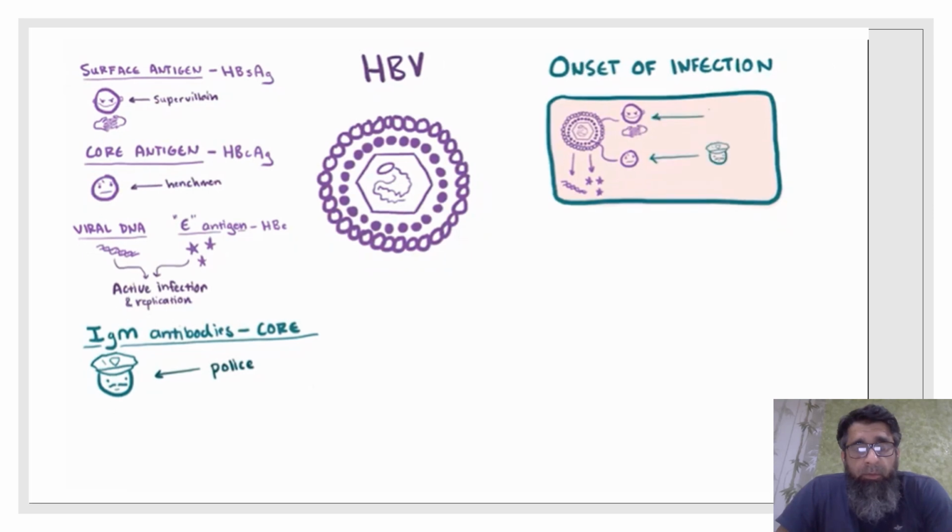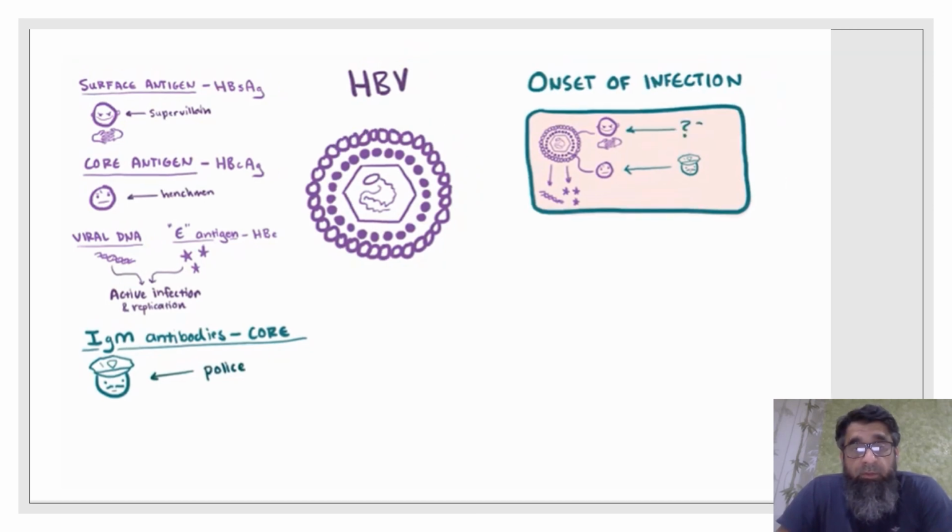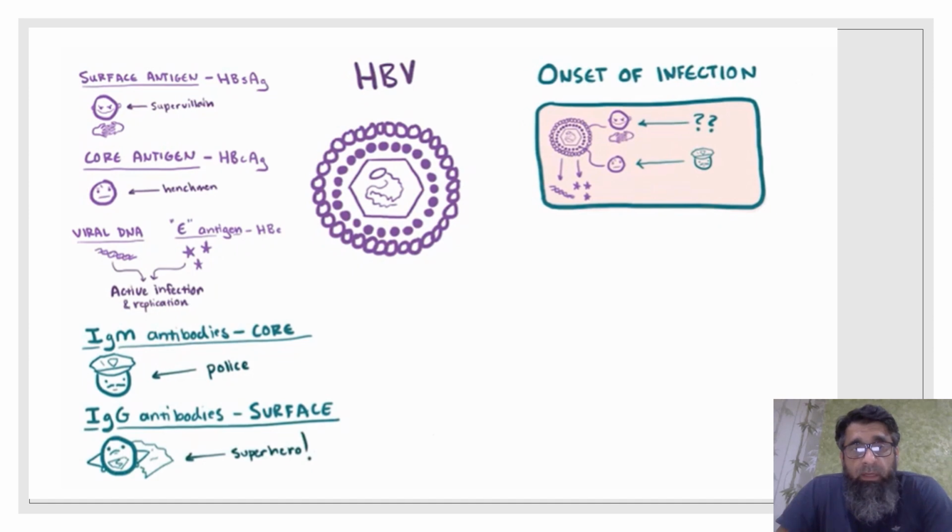Now this policeman is active against this henchman in the viral infection. But for this supervillain, we need a superhero. So in our story, the superhero is these IgG antibodies. These are the surface antibodies. This is basically a superhero.